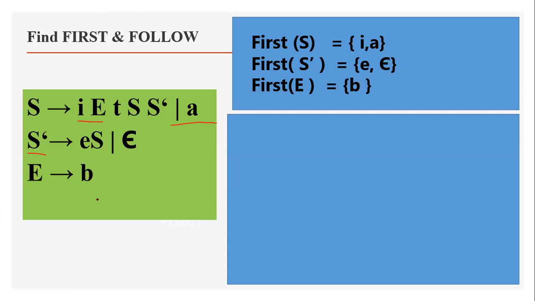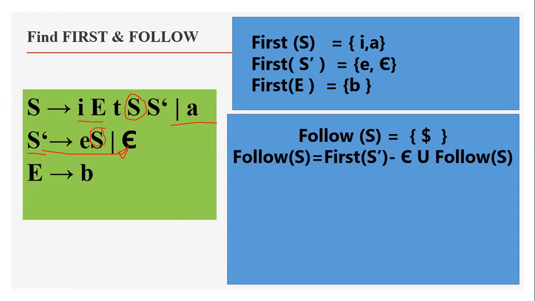Next, we have to compute follow, is it not? What is follow of S? Follow of S is dollar. And we are also having S on the RHS at this place as well as in this place, is it not? Now, follow of S is equal to first of S', but S' derives epsilon. You please observe, whenever it is deriving epsilon, how to write? First of S' minus epsilon union follow of S. First of S' we already computed as e comma epsilon, minus epsilon, union follow of S which is dollar. So epsilon cancels, and it is e comma dollar.